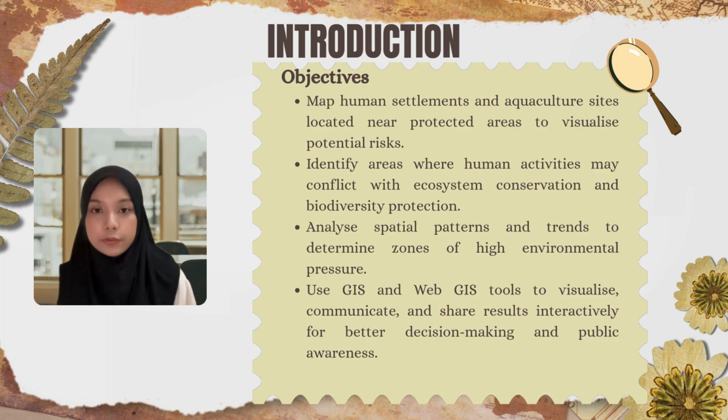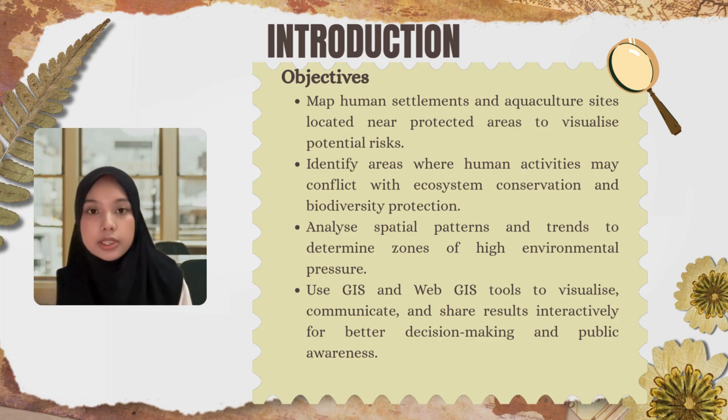The objectives of this project are, first, to map human settlements and aquaculture sites located near protected areas to visualize potential environmental risks, and second, to identify areas where human activities may conflict with ecosystem conservation and biodiversity protection. Third, to analyze spatial patterns and trends to determine zones of high environmental pressure. Finally, we use GIS and WebGIS tools to visualize, communicate, and share these results interactively, supporting better decision-making and increasing public awareness.